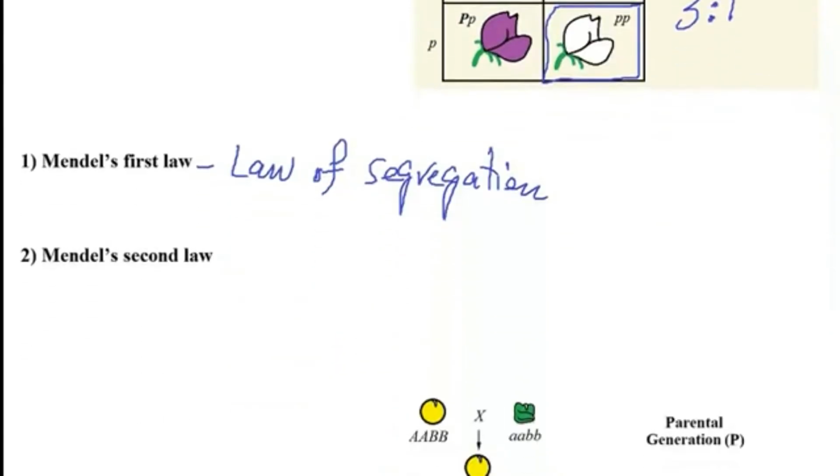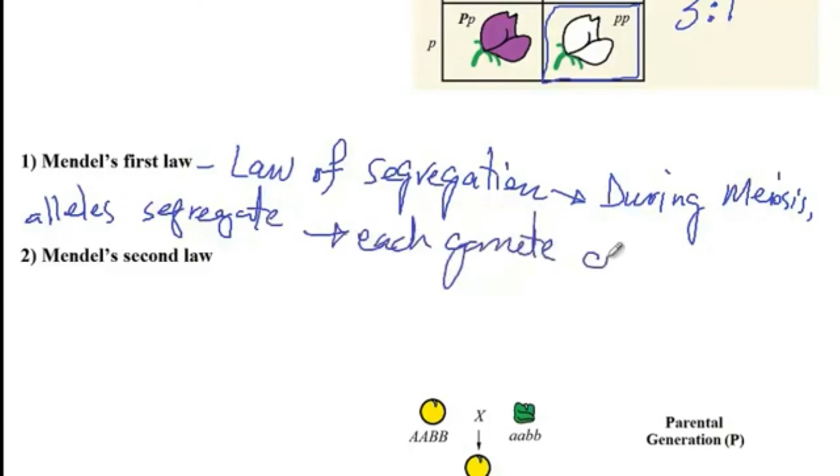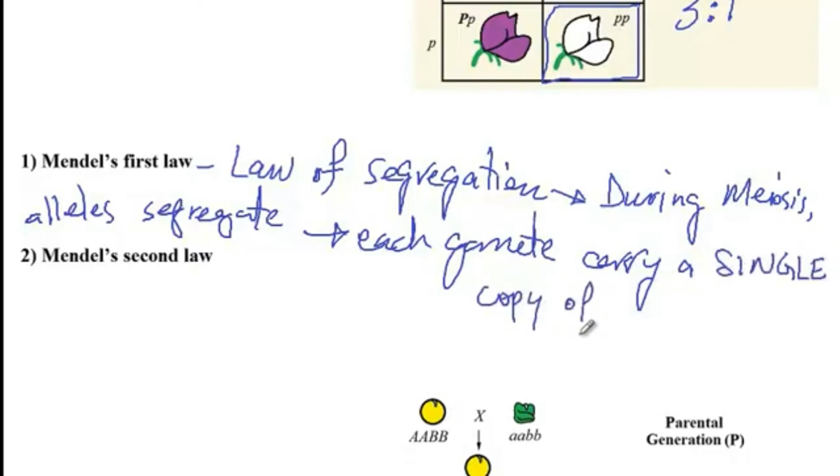So based on the law of segregation, during meiosis, alleles will segregate from each other so that each gamete will carry a single copy of each gene.